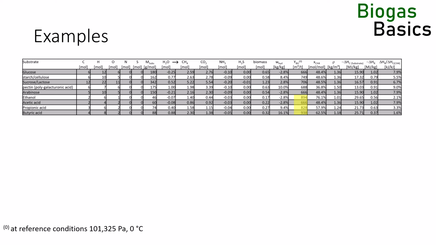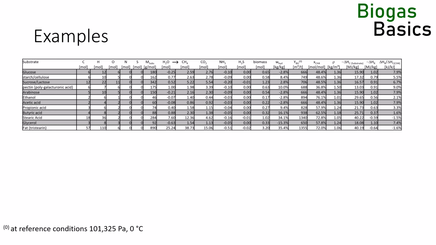They show good gas yields and high methane content, especially for longer chain volatile fatty acids and ethanol. Stearic acid and glycerol are both components of fat, which is also shown here in the form of tristearin. Stearic acid and fat are characterized by very high gas yields and high methane contents. They also require a lot of water in the hydrolysis step. Roughly a third of the biogas mass originates from water.